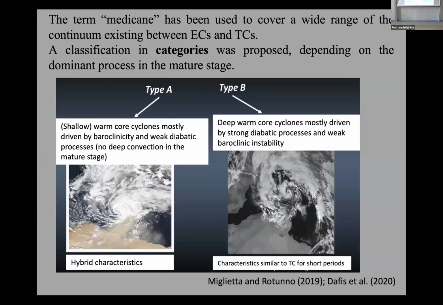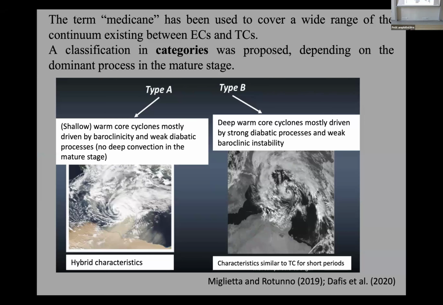So at the end, considering this different behavior, our conclusion, and a similar conclusion was reached also by Stavros from a different perspective, is that the term Medicane really seems to be used to cover a wide range of the continuum existing between extratropical and tropical cyclones for cyclones in the Mediterranean.